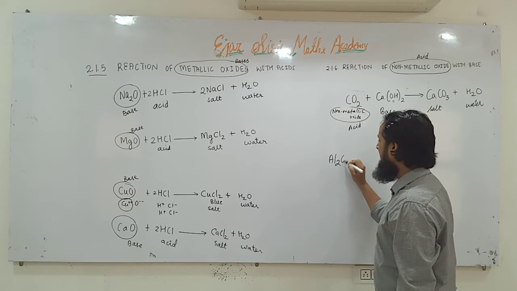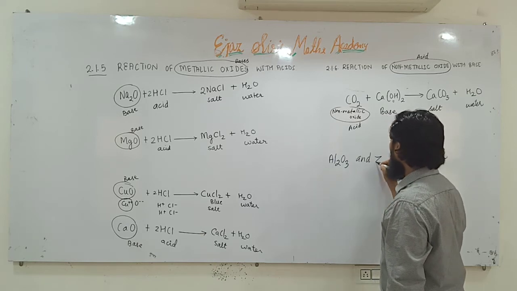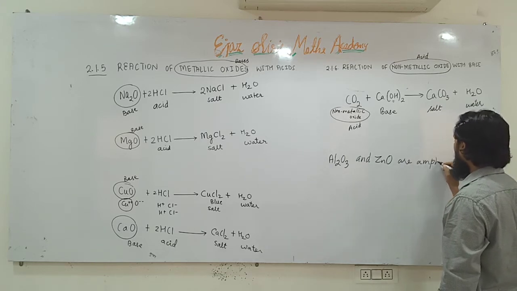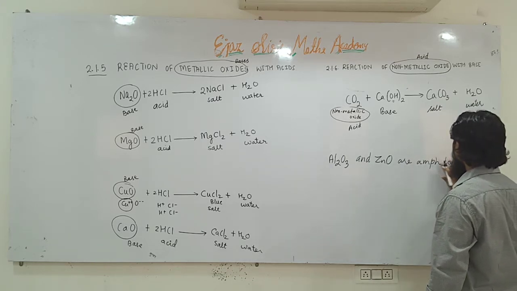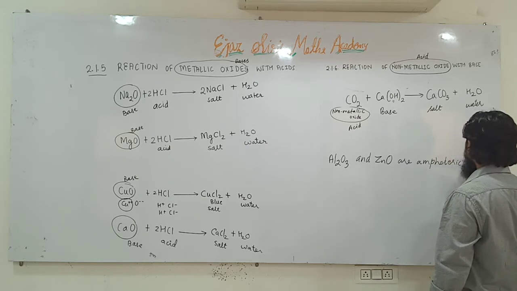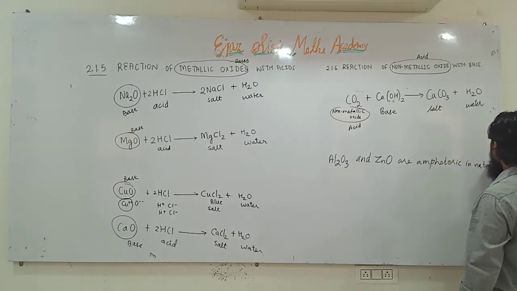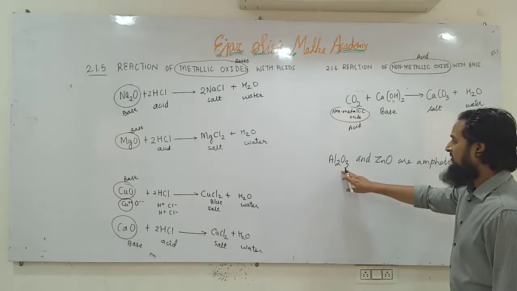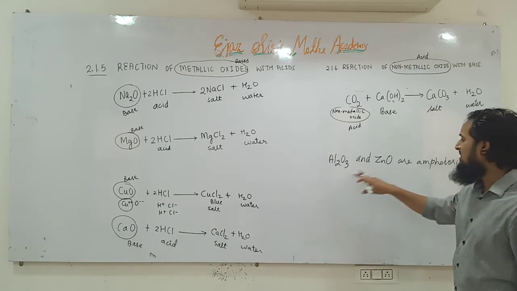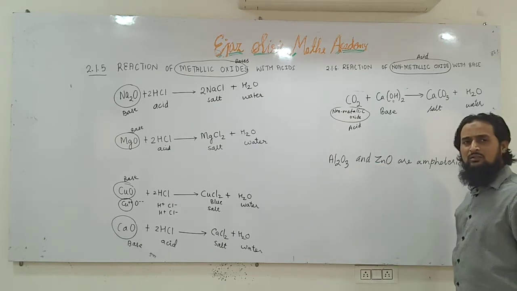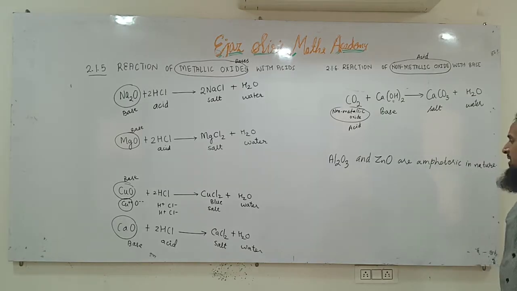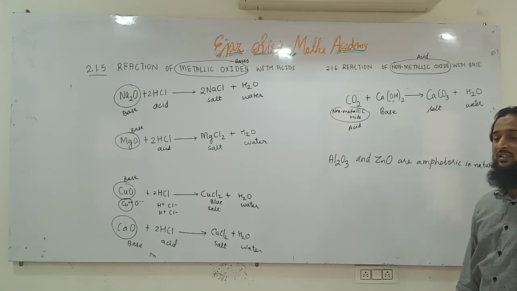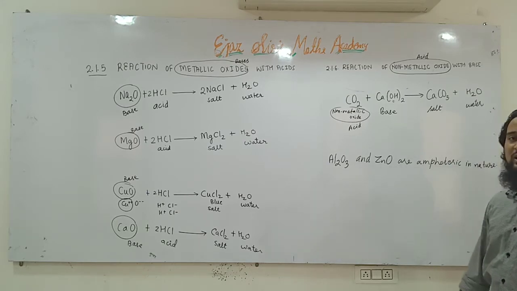Now, what about aluminium oxide, Al2O3, and zinc oxide? They are amphoteric in nature. What does this mean? Aluminium oxide is a metal oxide, and we know metal oxide should behave like bases. Zinc is a metal, zinc oxide is a metallic oxide, it also should behave like bases. But these two are exceptional cases. They can behave like acids as well as bases. When they react with an acid, they behave like base.